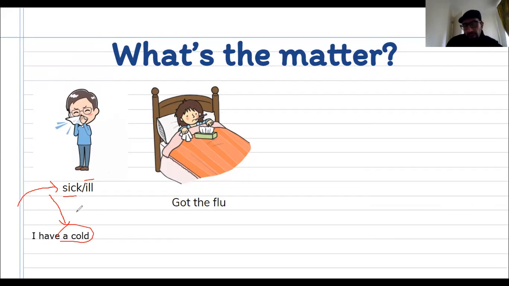But the cold is minimal compared to the flu. The flu is more than the cold. With a cold, you take a paracetamol and that's it. But if you get the flu, you usually go to bed, right? And you have to drink lots of water, sometimes go to the doctor. It's not that good. It's not a good feeling. And usually you don't go to school.